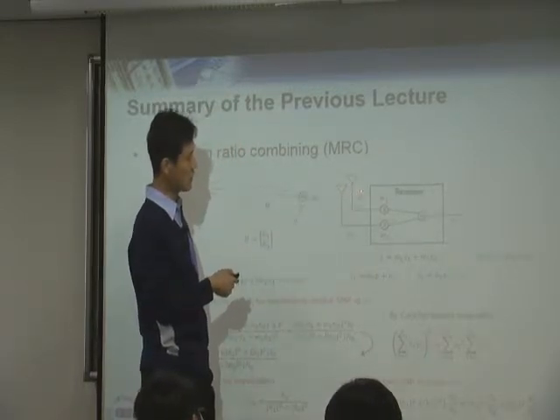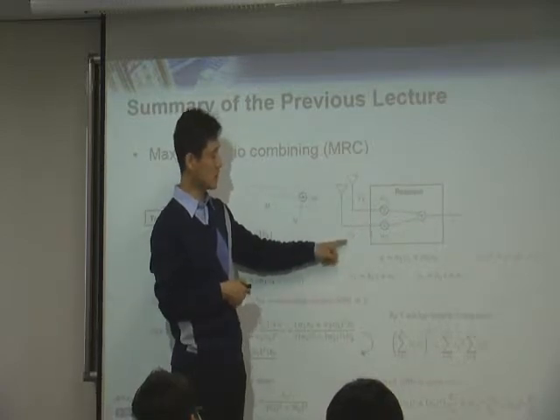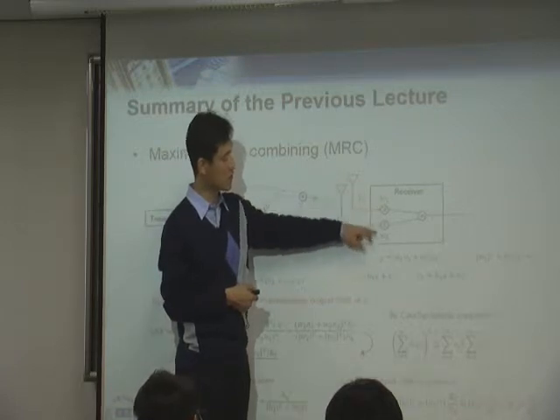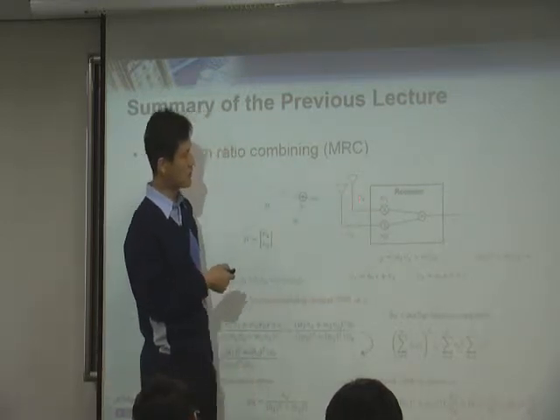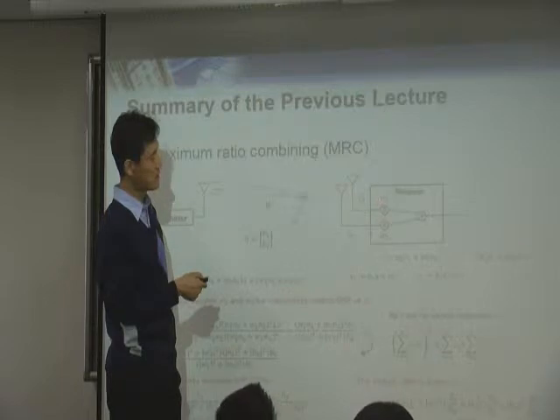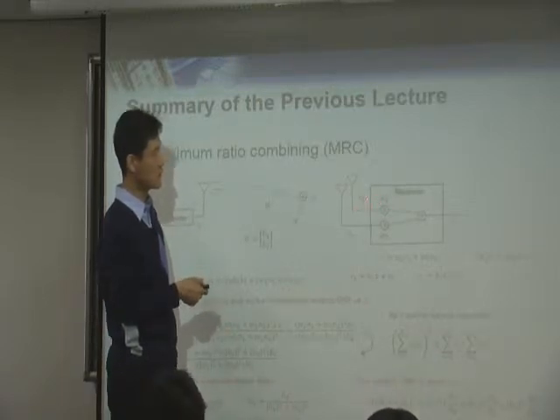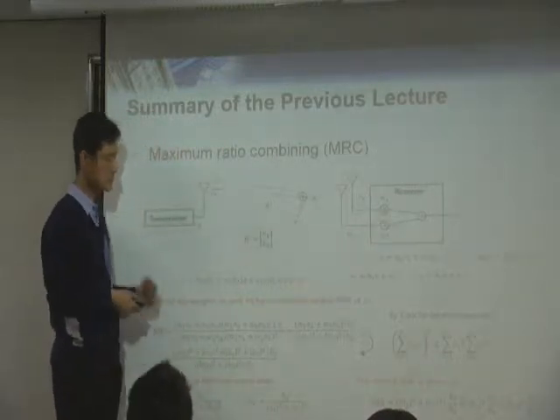Sometimes Y1 is good, and Y2 is under deep fade, meaning that Y2 is bad, right? In that case, you want to multiply a certain weight depending on your Y1 and Y2. If Y1 is good and Y2 is bad, or high and low, that means you want to multiply maybe a large gain onto Y1 and a small gain to Y2, depending on your Y1 and Y2.